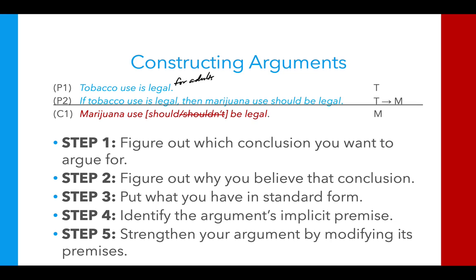Alternatively, another way to do it is to say tobacco use is legal for adults, and if tobacco use is legal for adults, then marijuana use should be legal for adults as well. Conclusion, therefore, marijuana use should be legal for adults. Maybe that argument's a little bit stronger. Maybe it does a better job of being clear about what I'm trying to argue for.